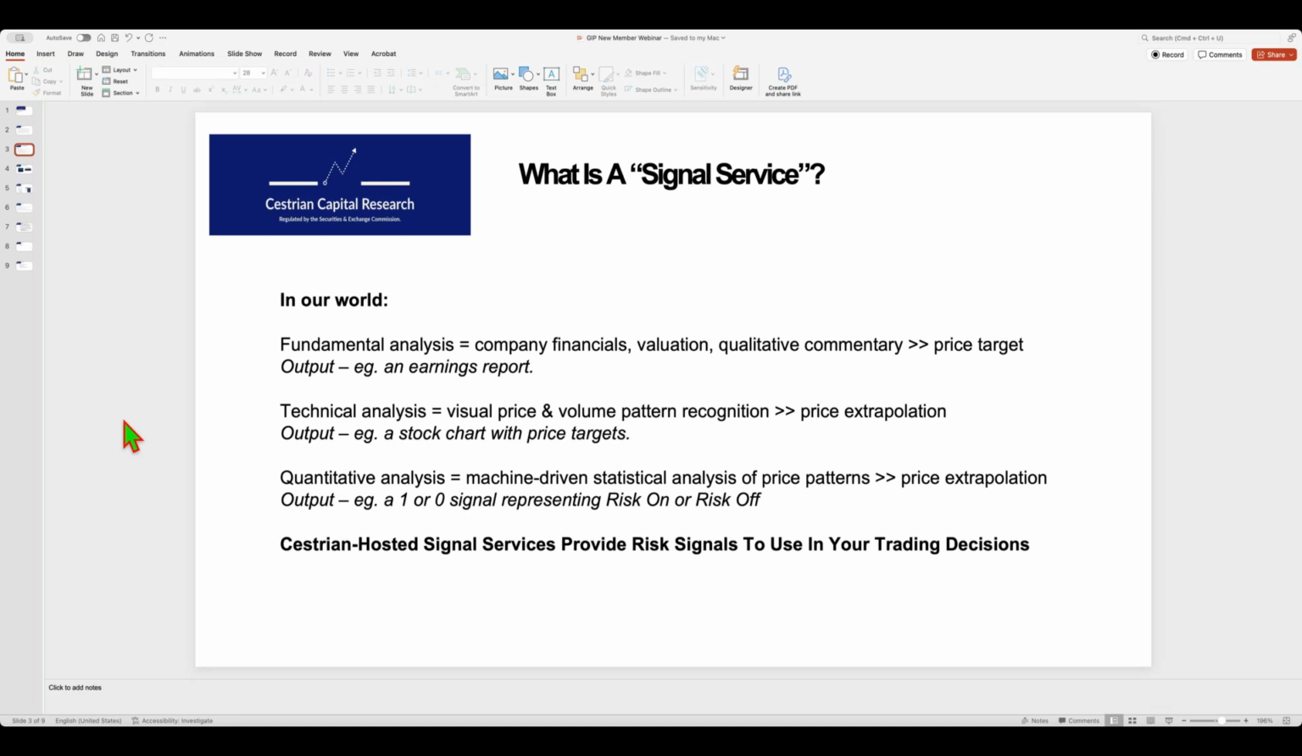And in our work at Cestrian, and speaking for me personally as a long-standing professional investor, originally in leveraged buyouts and venture capital, but latterly in public securities, I use all three of these methods in roughly equal measure to determine my investing and trading activities. And I would not be without the signal services that we now offer. They're a tremendously powerful addition to the work that I do personally in my own investing, and also the work we offer here at Cestrian.